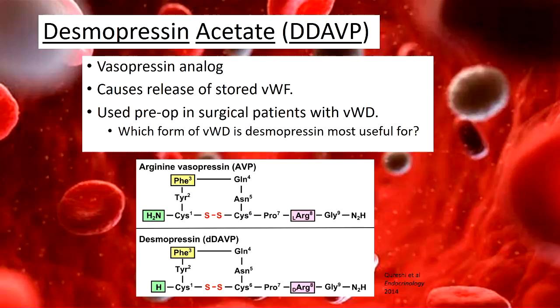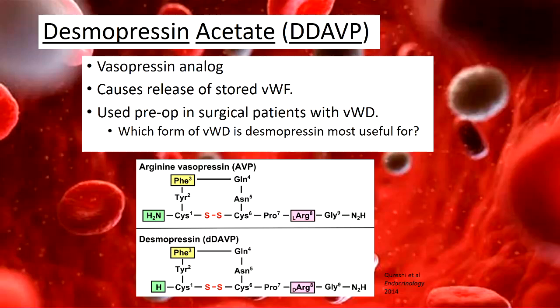It differs, here's vasopressin, here's desmopressin. Okay, and it differs just a little: here's an amine, here's an H, and then the arginine is a different isomer. So it's pretty darn close to vasopressin, but it differs enough. And what it does is it binds a different vasopressin receptor. And so you don't get quite the antidiuretic effects, you get a little bit. But instead, what it does when it binds that receptor is it causes release of stored von Willebrand factor.